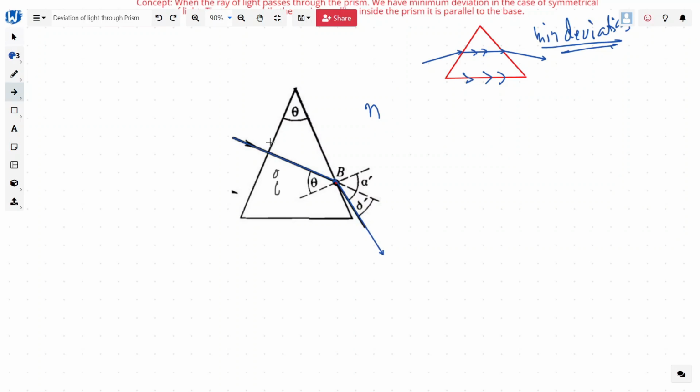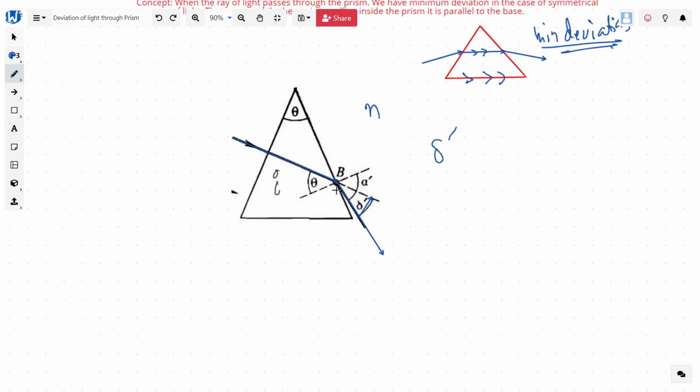So it does not deviate here because it comes in perpendicular, and then it deviates away from the normal. This was the original path of light, then it got deviated. So this is basically the deviation we are looking for. In all prism problems, basically it will ask how much the deviation is. So this is the deviation we are looking for.